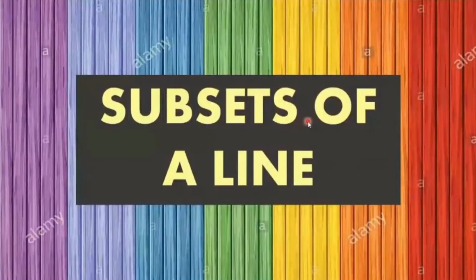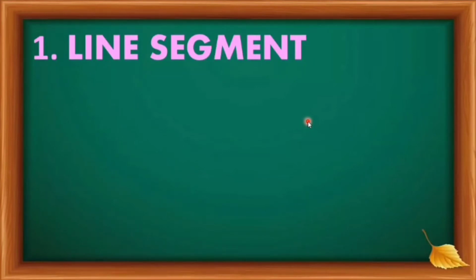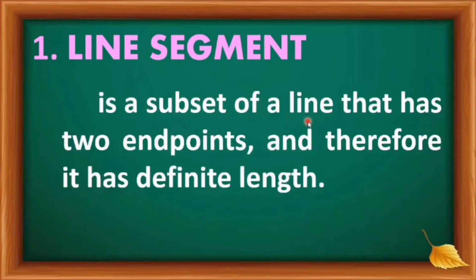We have the subsets of a line. Ano nga ba itong subsets of a line? There are two subsets of a line. The first one we have is a line segment. What is a line segment? A line segment is a subset of a line that has two endpoints and therefore it has definite or fixed length. Anong meron sa line segment?